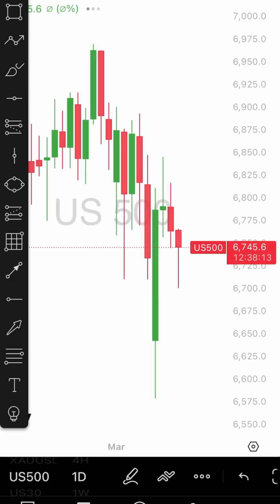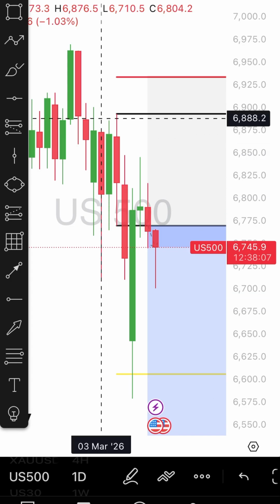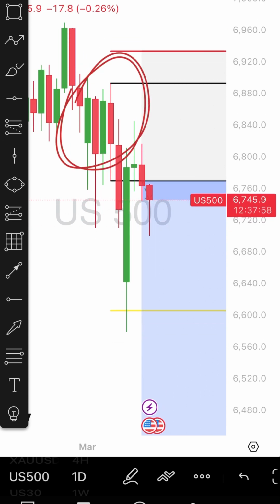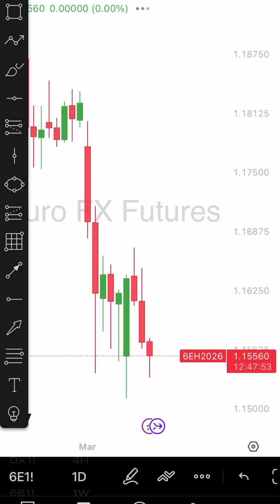Now for another pair, US 500. What would you call this? I'll still call this a drop base drop level, because there was a drop, then there was a cluster, and then there was a continued drop. This is US 500, which is the S&P 500. Now let's look for another example.